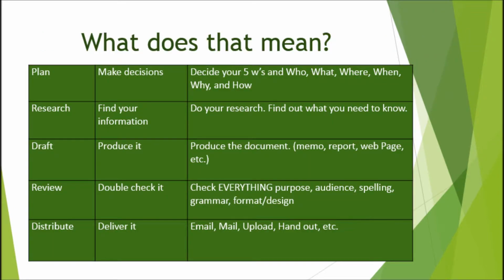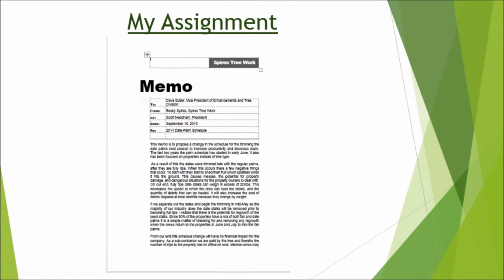When you plan, you are making your decisions about the audience, purpose, and format of your communication. Research is finding what you need to know to produce it. Drafting is producing your communication. Review is for double checking that you followed your plan and that there are no errors. This is also where you get outside feedback. Finally, distribute is for getting it to your readers. This could be email, memo, hard copy, or virtually.